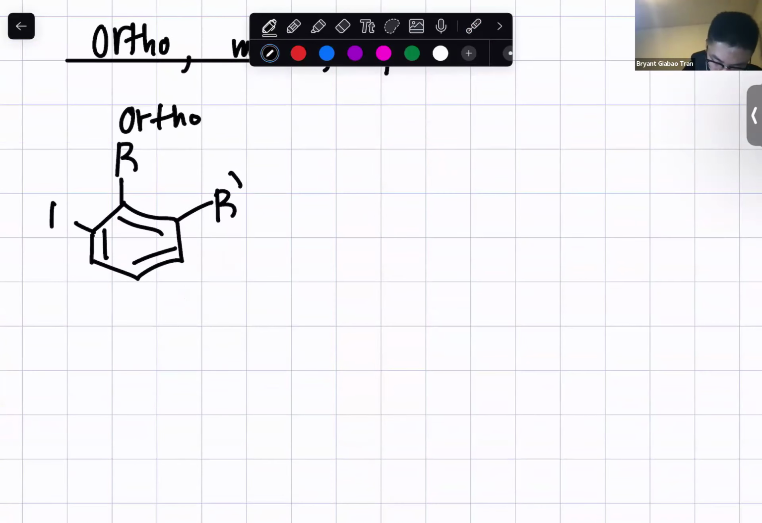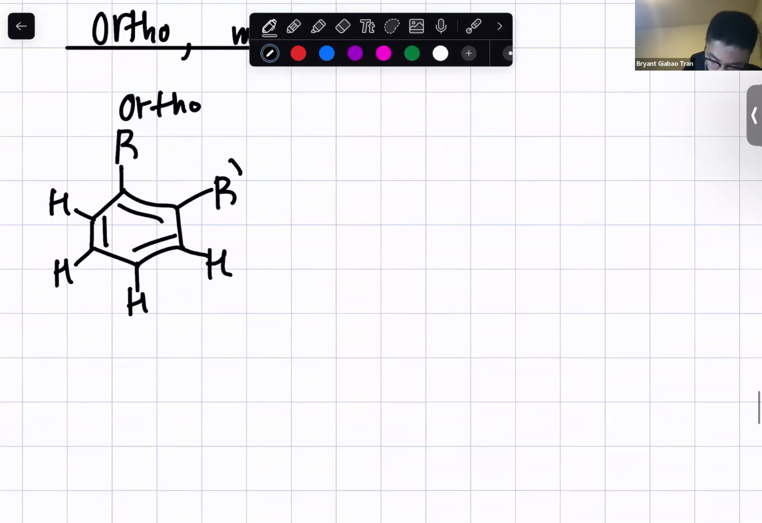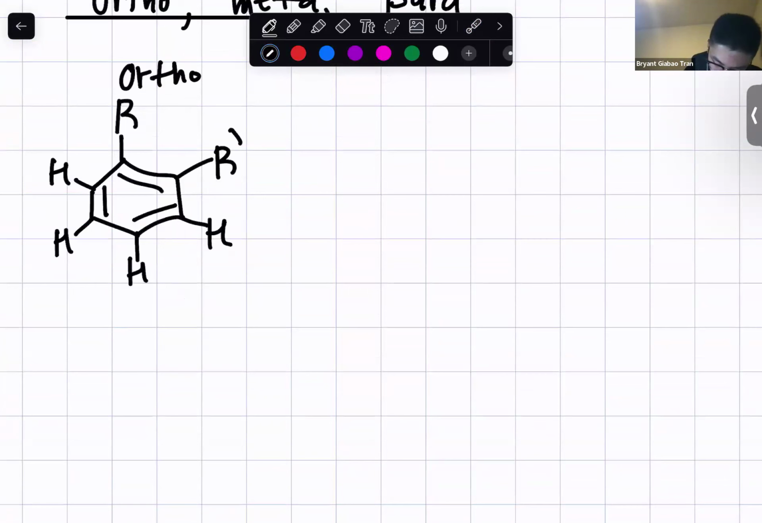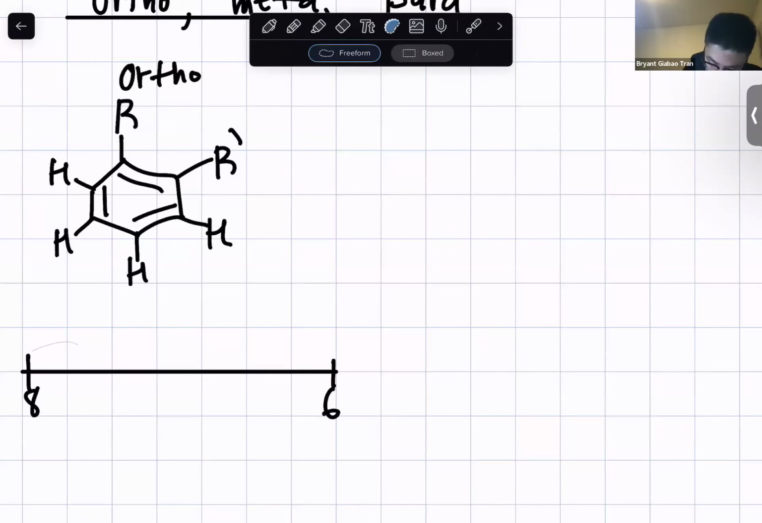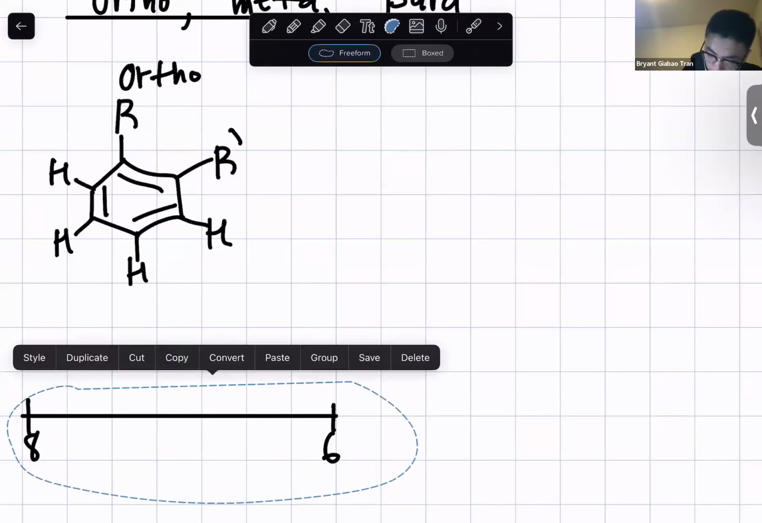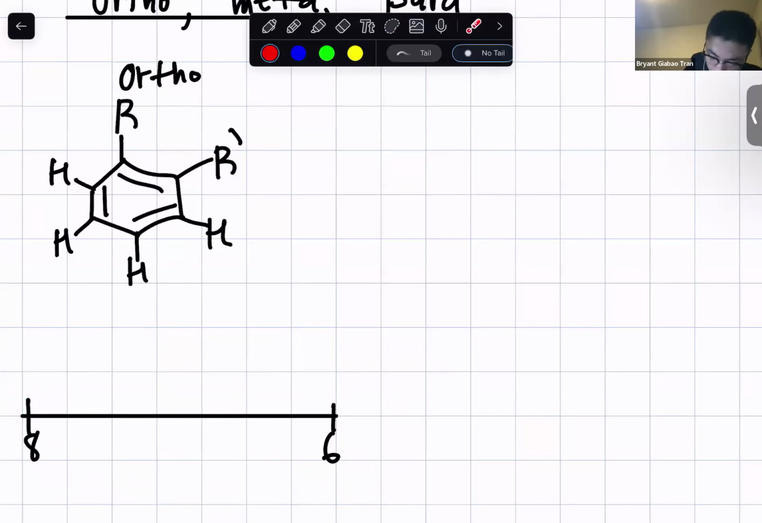So we see that there are 4 benzene hydrogens here, where the benzene hydrogens will show up between 6 to 8, but it could go up to 9. So let's do 6 to 8 here. If these R groups are different from each other, then these hydrogens are all unique. There are no identical hydrogens.